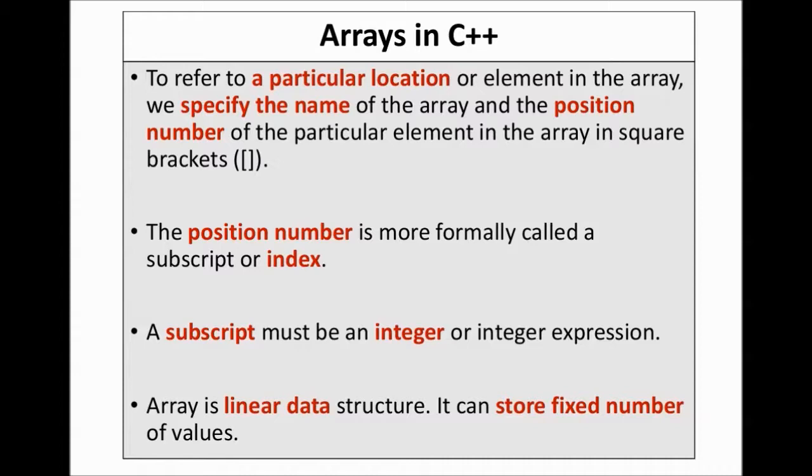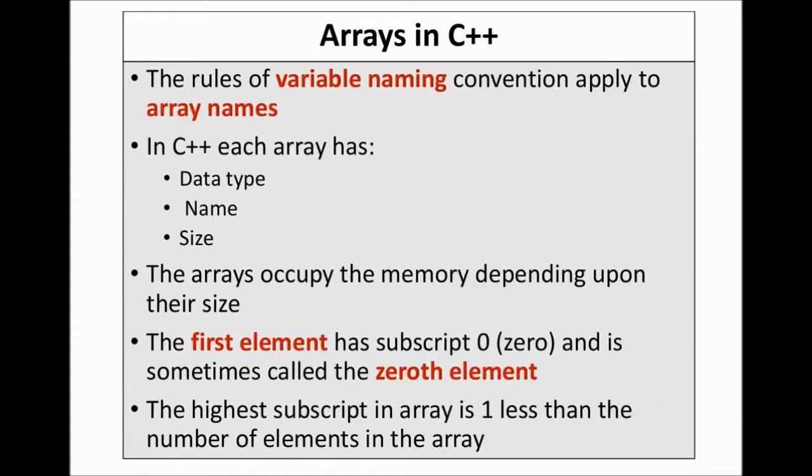Array is a linear data structure. It can store a fixed number of values. Arrays in C++: the rules of variable naming convention apply to array names. In C++, each array has a data type, a name, and a size.